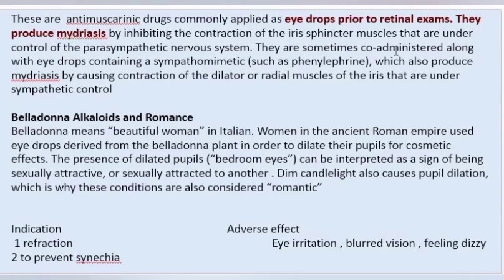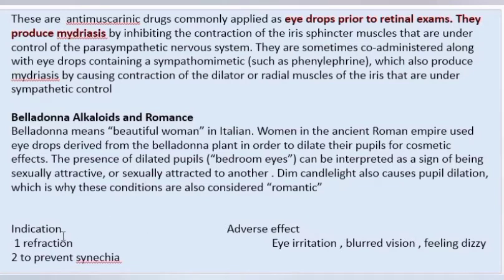These are antimuscarinic drugs, and I have written some description regarding them. There is one very important point: belladonna, alkaloids and romance. Belladonna means beautiful woman in Italian. Women in the ancient Roman Empire used eye drops derived from the belladonna plant to dilate the pupils for cosmetic effect. So a long time ago also, people used something like this. The presence of dilated pupils, bedroom eyes, can be interpreted as a sign of being sexually attractive or sexually attracted to another. Dim candlelight also causes pupil dilation, which is why these conditions are considered romantic.